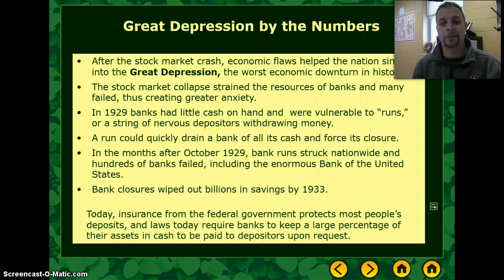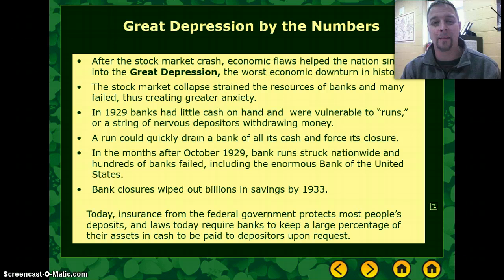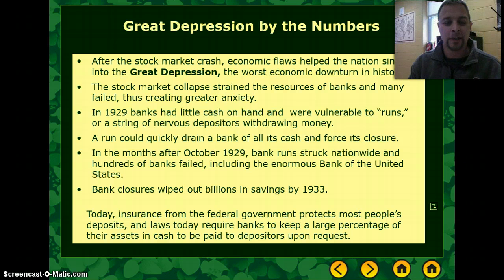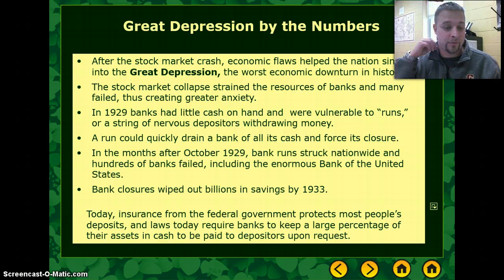So after the crash of the stock market in 1929, other flaws in the economy helped sink the nation into the Great Depression, which was the worst economic downturn in history. The stock market collapsed, draining the resources of banks. Many failed, creating more anxiety. And when banks had little cash on hand, they were vulnerable to runs, or when nervous depositors would all go and try to withdraw their money in the same day. And this could drain a bank of all its cash and force its closure.